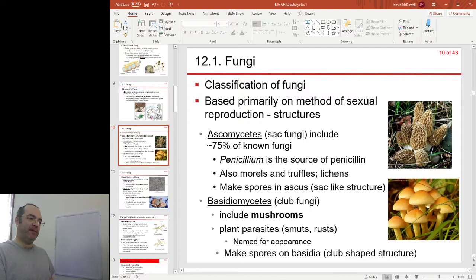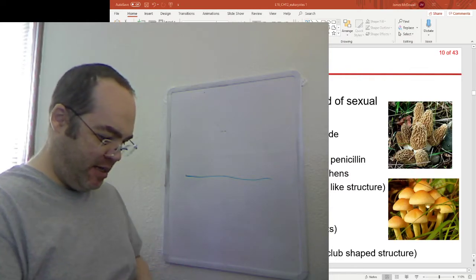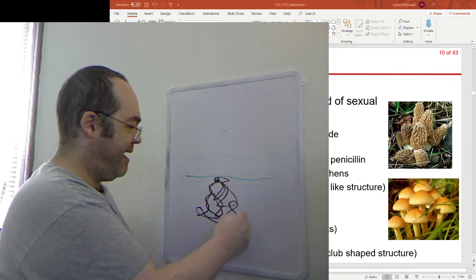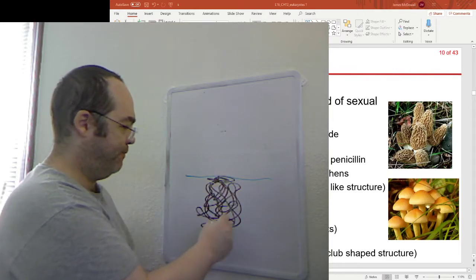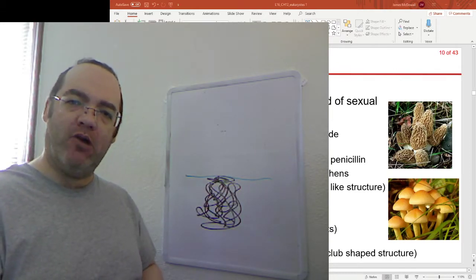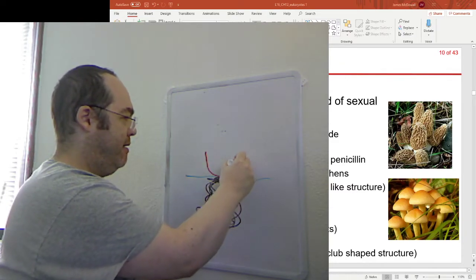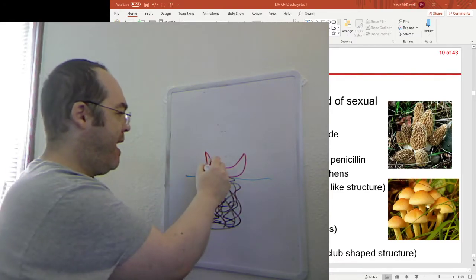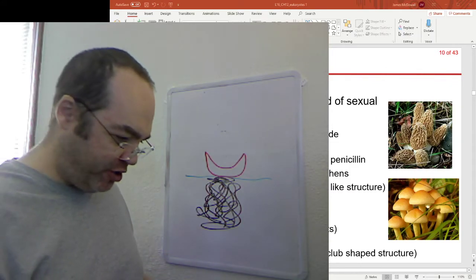Morels, truffles, lichens, these are types of ascomycota. So the way we know if a fungi is an ascomycota, a lot of the ascomycota is at ground level. A typical ascomycota will again have all of its fungal hyphae and its mycelium in the ground, and then when it's going through reproduction, it'll make often a large above ground structure.